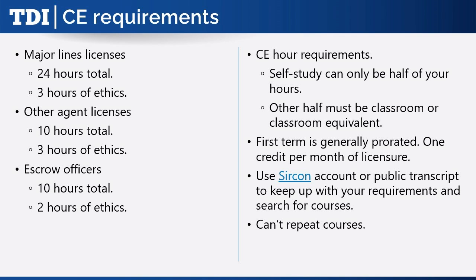Excluding escrow officers, whatever course you take for one license counts for all your licenses. So if you are someone that holds both an agent license and an adjuster license, or maybe you hold multiple agent licenses, you aren't expected to take 48 hours or 24 hours for each license, just the 24 total.